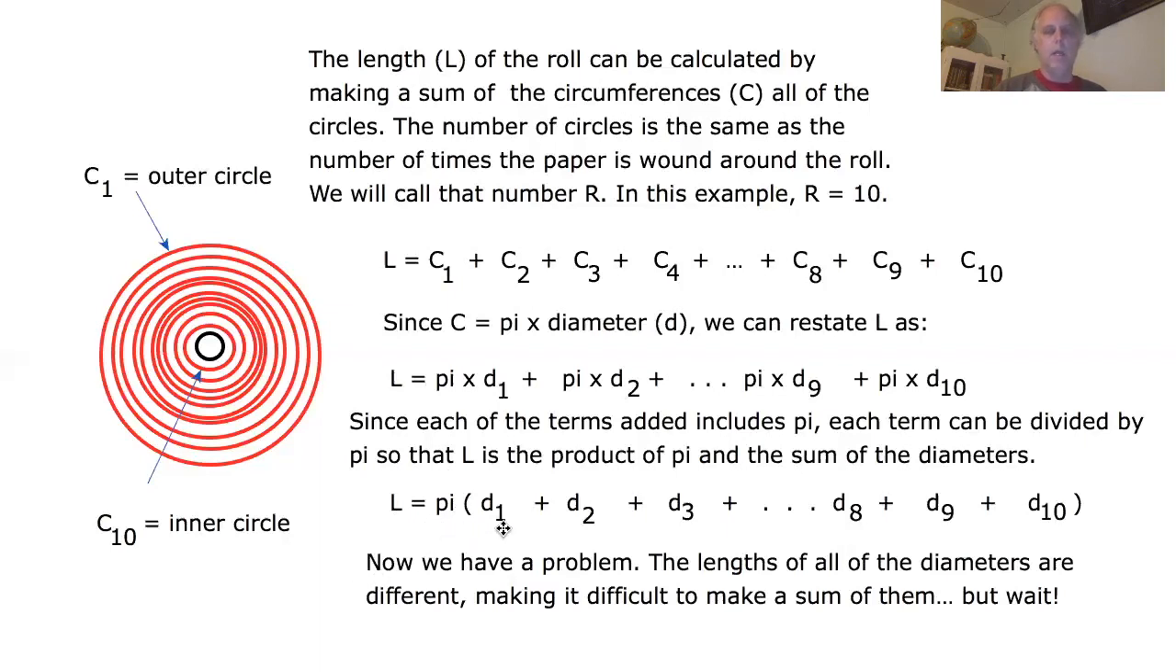Now we've simplified a little bit, but now we have a problem. The lengths of all of the diameters are different. And this makes it difficult to find a sum because, as you know, d1 is this longest diameter here and d2 is a little bit shorter, and all the way to d10 is the shortest diameter at the middle here. But wait, there is a way that we can figure out how to find the sum of all those diameters. So let's look at the next page.